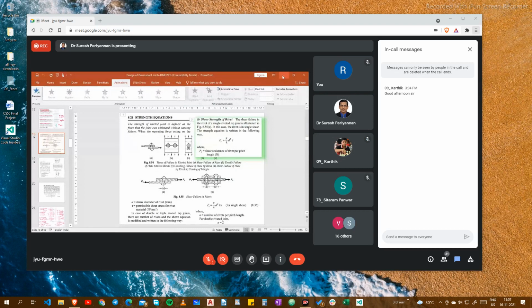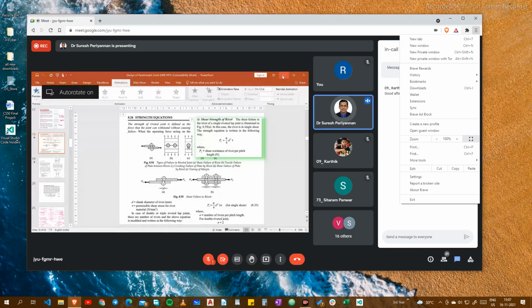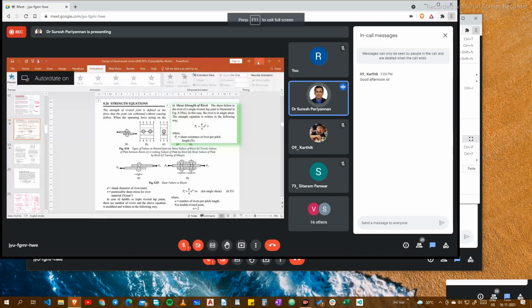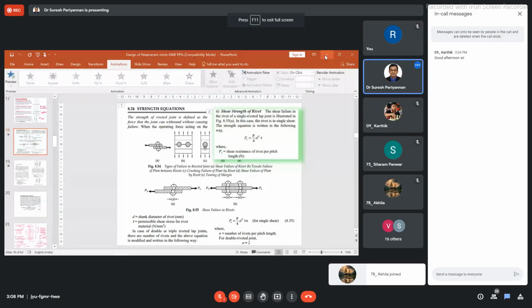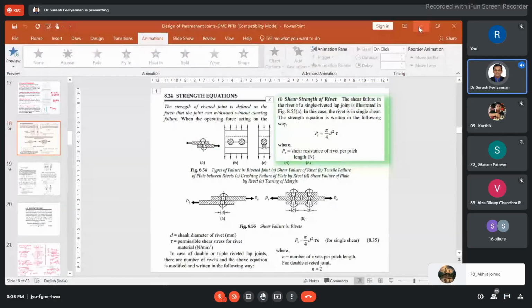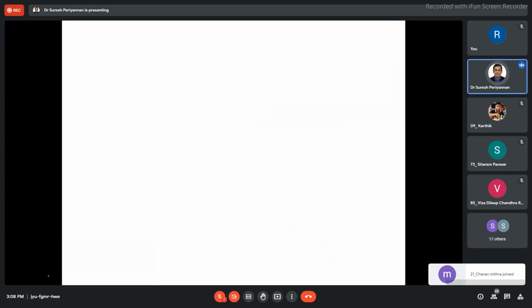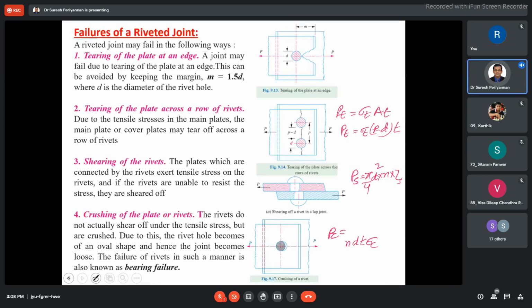Yesterday we discussed the riveted joint. Today we are going to continue with the riveted joint. First, a quick recap of a couple of minutes, and then we go to today's discussion.